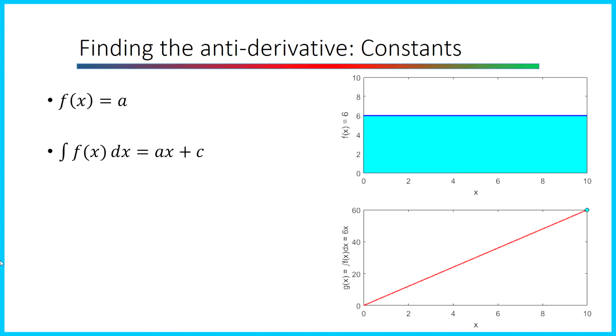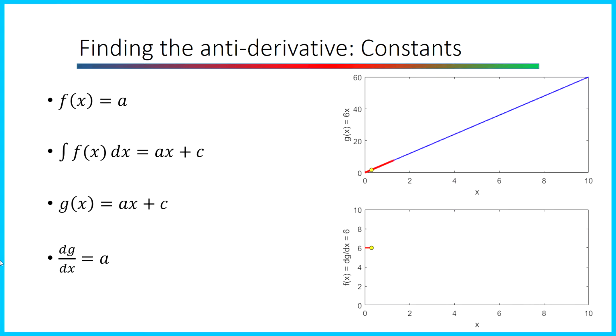Let's check and make sure that actually works. Let's call our integral g of x and say that g of x equals ax plus c. Then let's take its derivative. The derivative of a times x is just equal to the slope, a, and the derivative of the constant c is of course 0. So that actually checks out. And we can see it in the graphs on the right. The top graph shows our integral function g of x equals 6x and shows its slope as you move along. The bottom graph shows the derivative, which is equal to the constant 6. So the derivative of the integral gets us back to our original function, f of x equals 6.